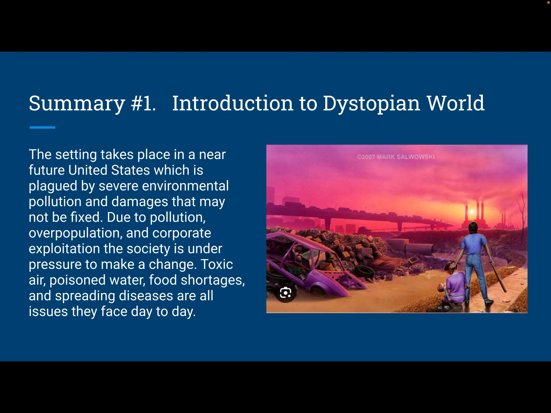Summary number 1, Introduction to the Dystopian World. The setting takes place in a near future United States, which is plagued by severe environmental pollution and damages that may not be fixed. Due to pollution, overpopulation, and corporate exploitation, the society is under pressure to make a change. Toxic air, poisoned water, food shortages, and spreading diseases are all issues they face day to day.